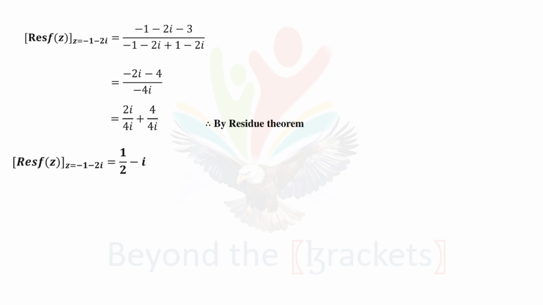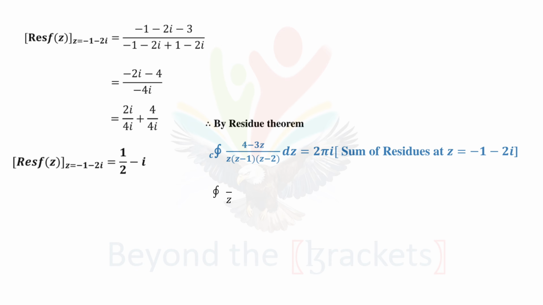By the residue theorem, the given integral is equal to 2πi times the sum of residues at z = -1 - 2i. Substituting the value, we have 2πi times (1/2 - i), which simplifies to π(i + 2).